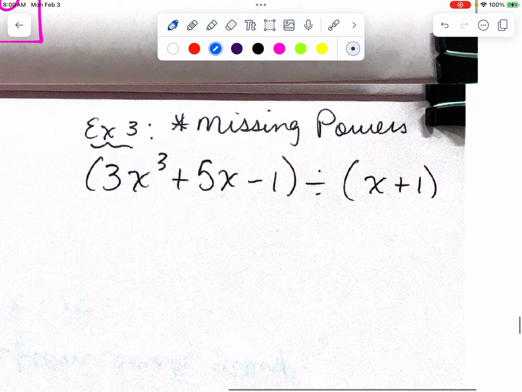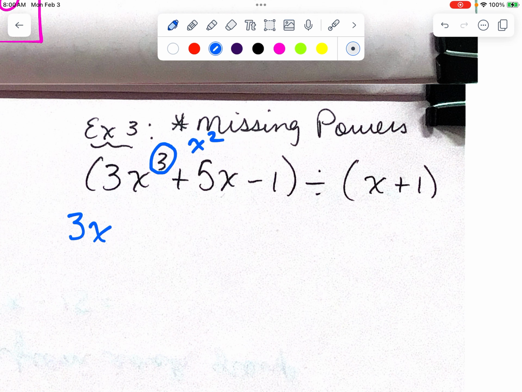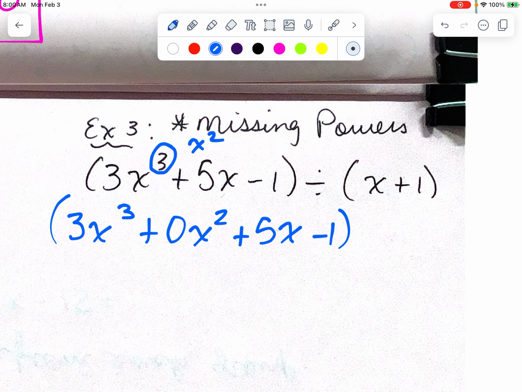What happens if you're missing a power? So a power is the exponent. We have x to the third, but notice we're missing x squared. Well, if you're missing it, it's actually going to be a 0. So it would look like this: 3x to the third plus 0x squared plus 5x minus 1. And you want to make sure that all of the powers are there. We have 3, we have 2, there's a hidden 1, and so everybody's there.